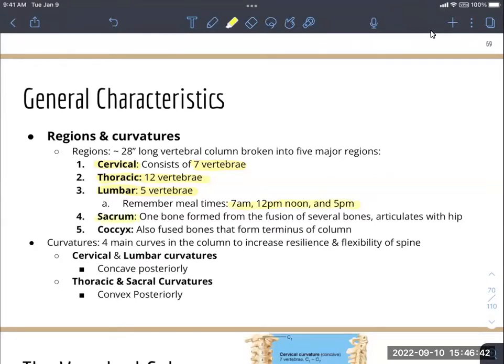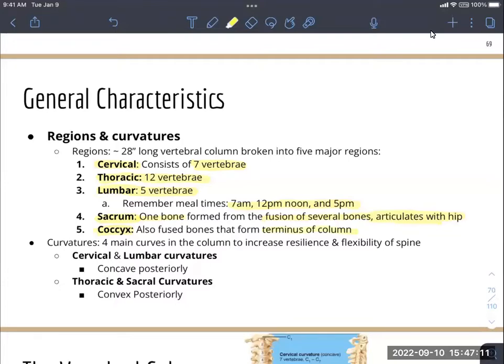We have a sacrum. Our sacrum was separate bones, but they fused together to make one bone. Your sacrum is actually what articulates with your hip bones. We have a coccyx, which is below the sacrum. It's fused bones together. It's like a terminus of the column, as it tends to be called.